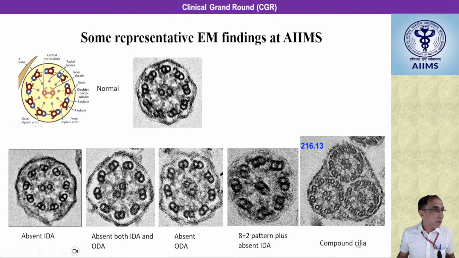And these are some images already shown by the previous speaker. We can see this is a normal pattern also seen. Here you can see only outer dynein arms are there, inner are absent. Here both outer and inner are absent. Here inner are there but outer are absent. Here there is only an 8+2 pattern, not the normal pattern. Maybe sometimes cilia also come out. You can see 3 cilia in one membrane.